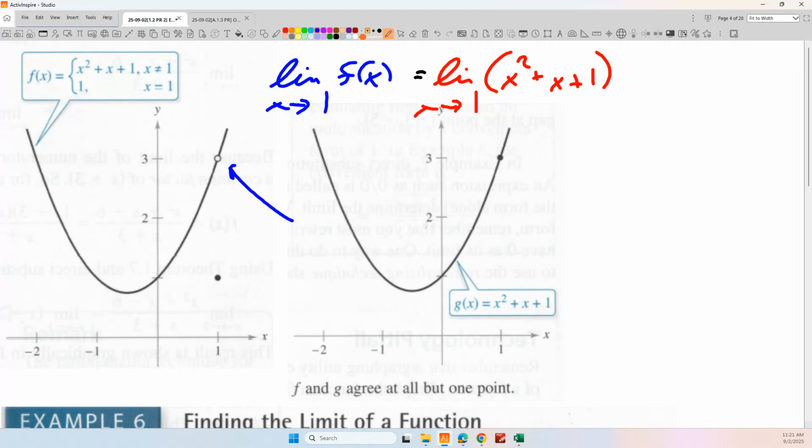So as the ant approaches 1, the ant anticipates stepping on a y value of 3. So that is the limit. It's irrelevant that when he gets there, he ends up someplace else, because the limit is not concerned with the actual behavior at that point, only as you approach that point, right? Where does the ant anticipate stepping on the red function?